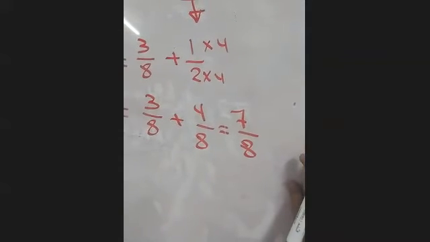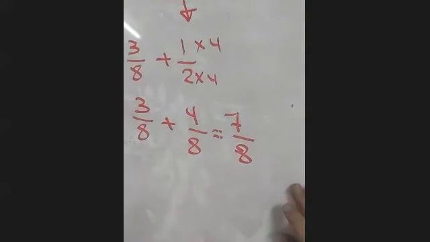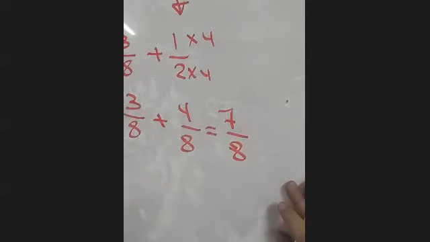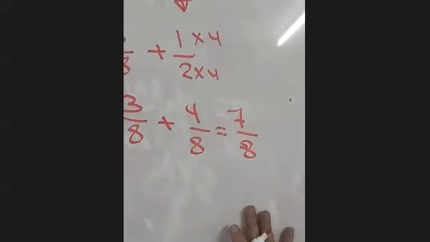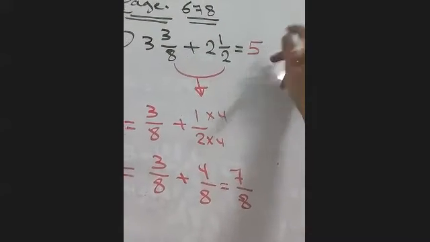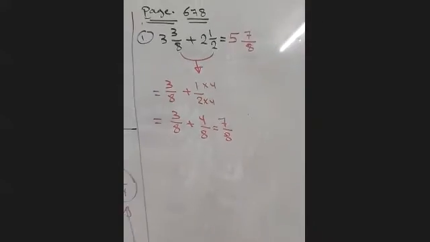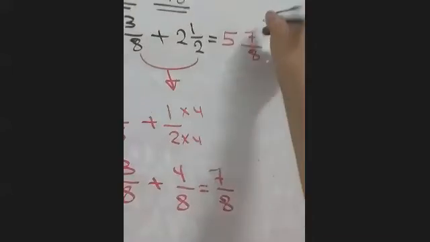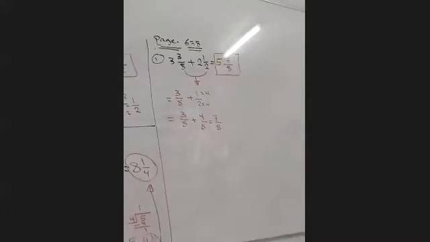Now the 7 over 8, is it the simplest form? Yeah. So up is more than down or less than down? The 7 is less than 8. So do we need to make division or no need? No need. So we just put 7 over 8 beside my answer. Do you understand? So the answer is what, guys? 5 and 7 over 8. This is question 1.